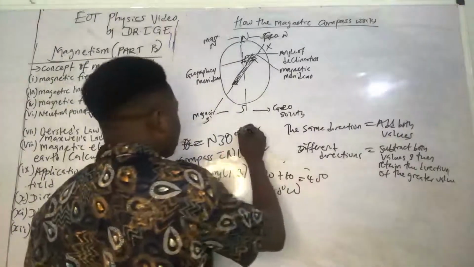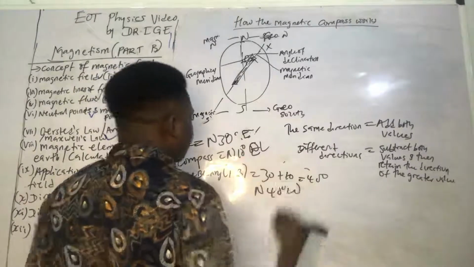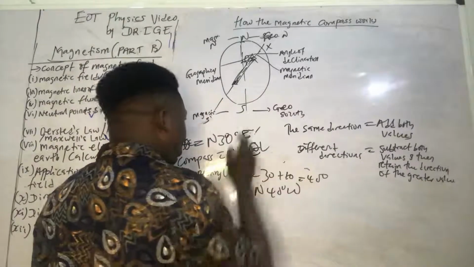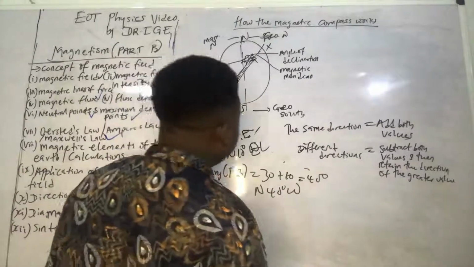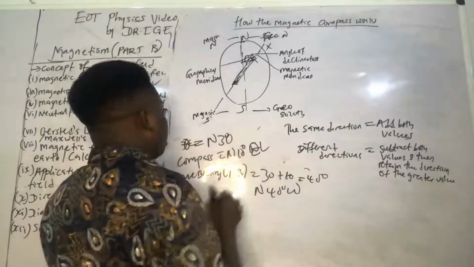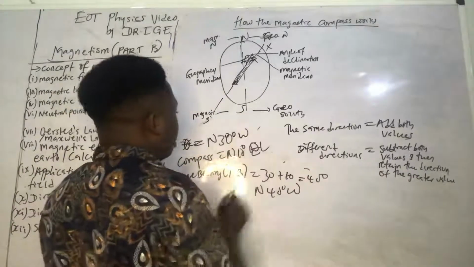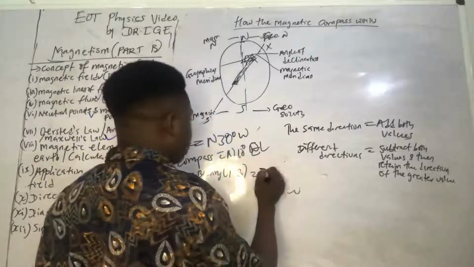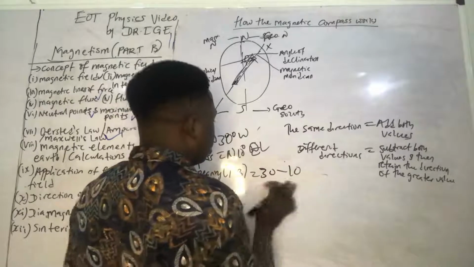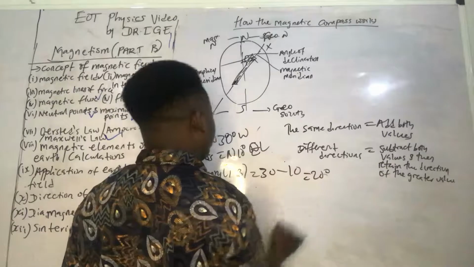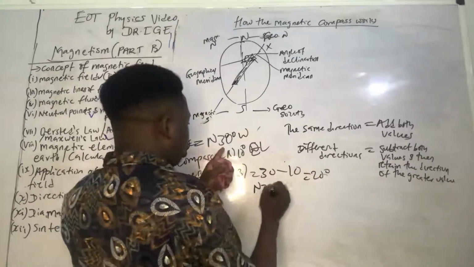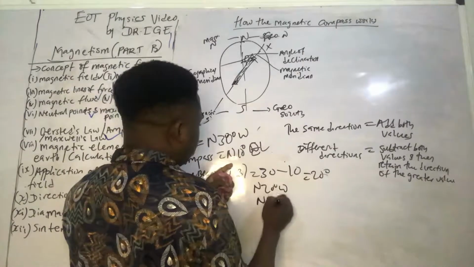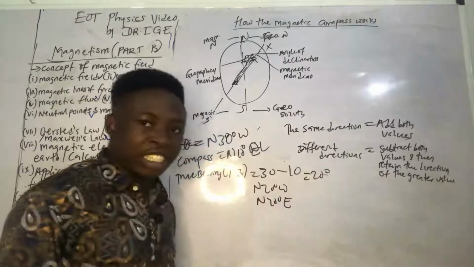What if we have east here and we have east here? Same thing. Do you understand? So if they are the same direction, you add. If they are different directions, let's say this is N30°W and this is N10°E, what do you do? You subtract. It will be 30 minus 10, right? That's 20. Now the question is, is it N20°W or N20°E? Or do we just guess? There's a way you do it.